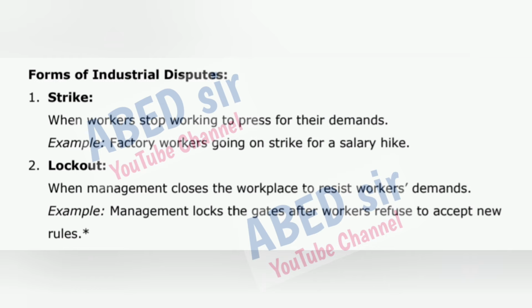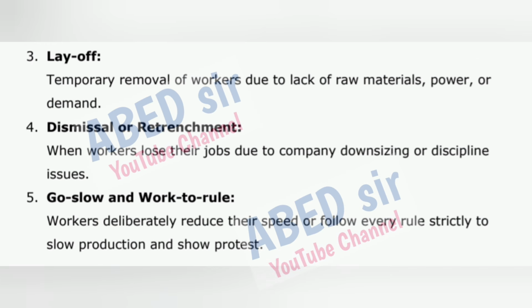2. Lockout. When management closes the workplace to resist workers' demands. Example, management locks the gates after workers refuse to accept new rules. 3. Layoff. Temporary removal of workers due to lack of raw materials, power, or demand. 4. Dismissal or retrenchment. When workers lose their jobs due to company downsizing or discipline issues. 5. Go slow and work to rule. Workers deliberately reduce their speed or follow every rule strictly to slow production and show protest.